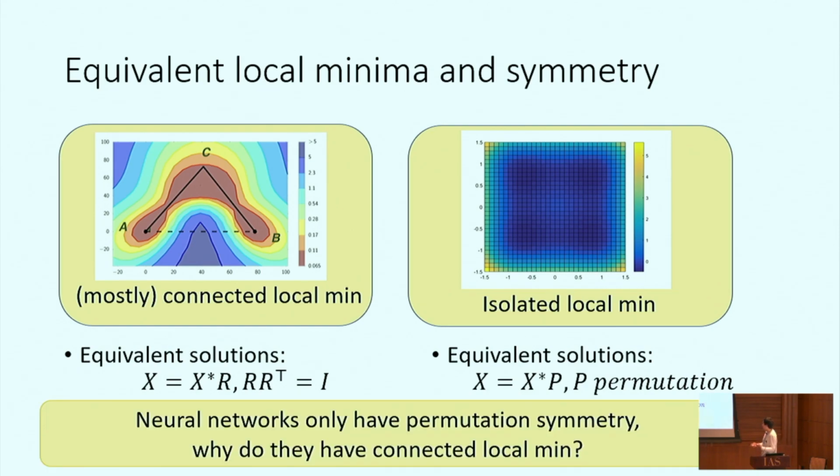So for neural networks, we know that they only have permutation symmetry, right? I can permute the neurons, I can rename the neurons, and they are going to output the same function. But I cannot arbitrarily rotate the intermediate layers of a neural network. That will not give me the same neural network. So neural networks seem to only have permutation symmetry. So why do they actually have connected local minima, which looks like the left picture, right?